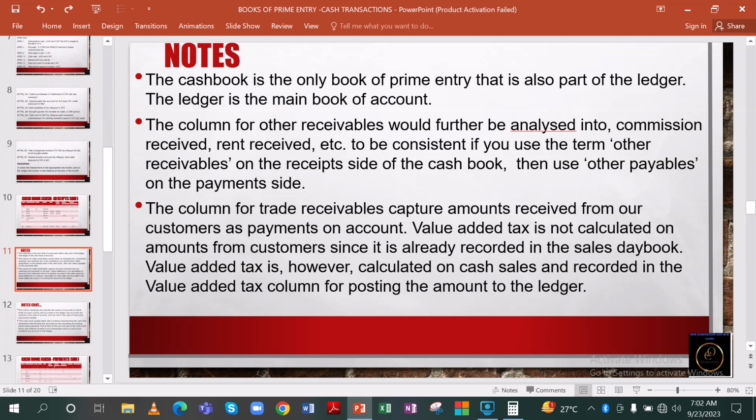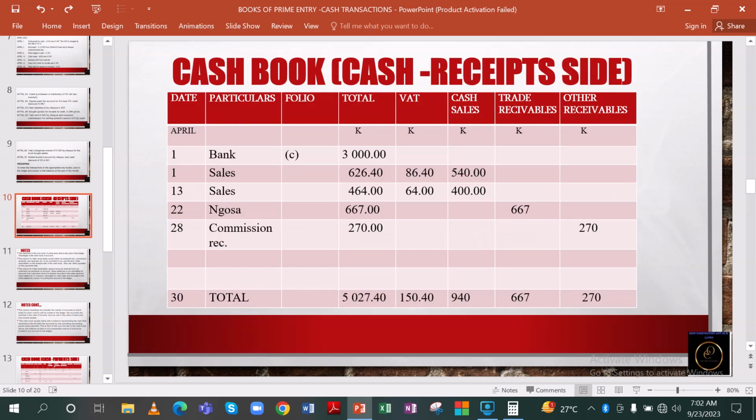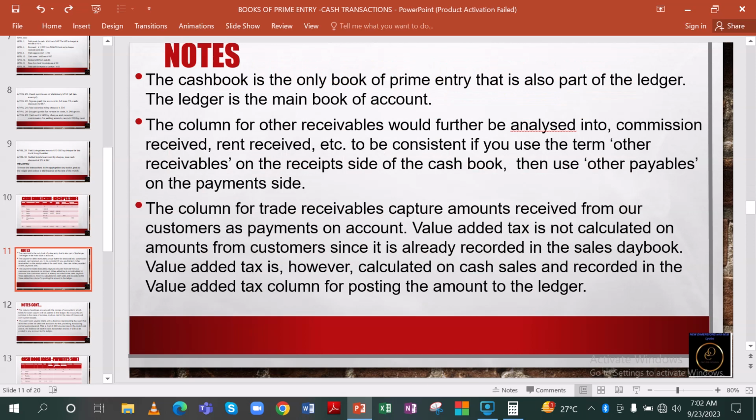For instance, when it comes to the cash book, the cash receipt side, a few things I need to emphasize. One, the cash book is the only book of prime entry that is also part of the ledger. The ledger is the main book of account. What it means, as I've said, is that the cash book performs a dual function. It's both a ledger and a book of original entry.